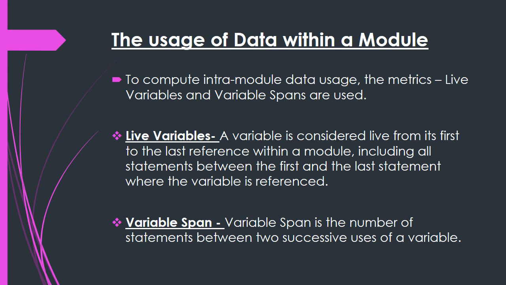Then, second, we have the variable span. Variable span is the number of statements between two successive uses of a variable. It means the range of that particular variable that is referenced between two successive statements. It can also be considered a complexity measure. For example, if a single module has n statements, then there are n minus 1 spans for that particular variable, and with these spans we can measure the complexity of the program, because the larger the span, the more complex the module will be.